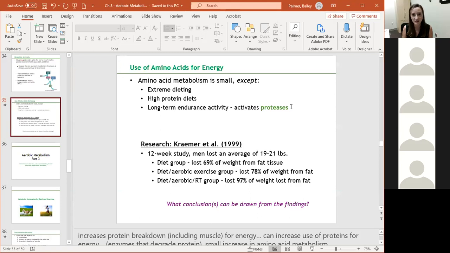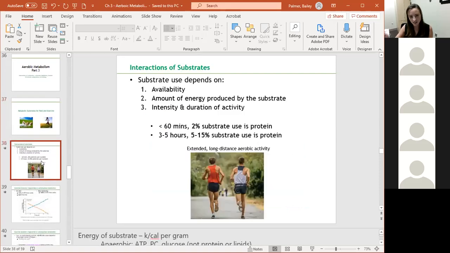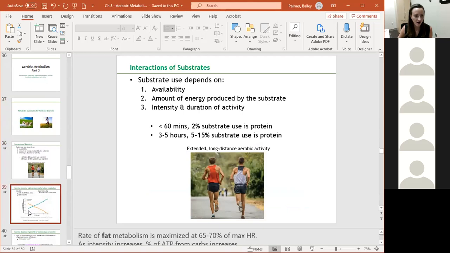So long-term endurance activity, that's why it's important to consume fuel, to consume a glucose-like source so the body can use that for energy rather than turning to our muscle for energy, again, which is not what we want to happen.